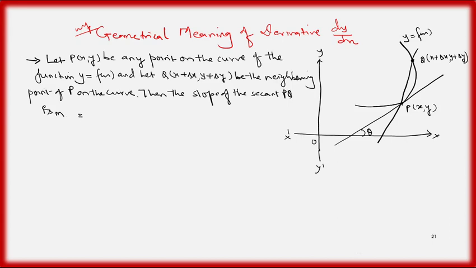is m equal to, we know the formula, y2 minus y1 upon x2 minus x1. So y2 is what? y plus del y minus y over x plus del x minus x. The slope of secant PQ we obtain in this way. I think you understand this. It is not a tough part. Equal to del y over del x.